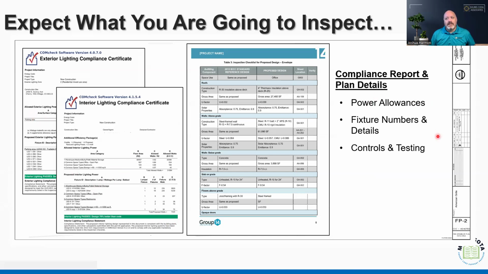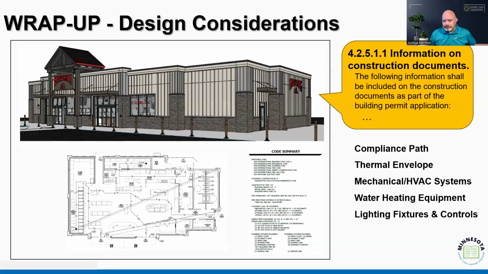Check your power allowances. Check your fixture numbers and details. Check for your controls. Are the controls identified? Are the testing parameters and control specifications provided, and where within the document? Those are important things that as plans examiners we need to pay attention to, designers, and then also that facilitates good inspections out in the field.